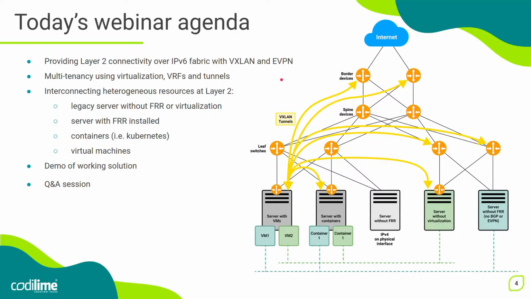Now, this layer 2 connectivity can be used to provide connections between some IP addresses configured on physical interfaces. It might be addresses configured on some logical interfaces in Linux operating system. It might be some MAC addresses configured on containers, on virtual machines. So basically we can interconnect heterogeneous resources and provide this layer 2 connectivity between them.